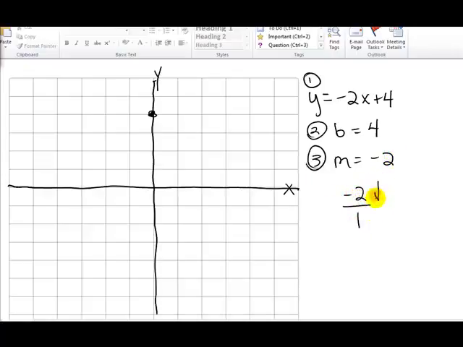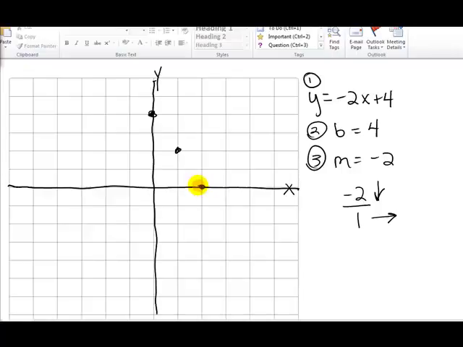So the rise will be down and the run will be to the right. And I have to do this twice to get that third point. So beginning at my 4, I'm going to go down 2, 1, 2, and to the right 1, put a dot. Do it again. Down 2, to the right 1, put a dot.